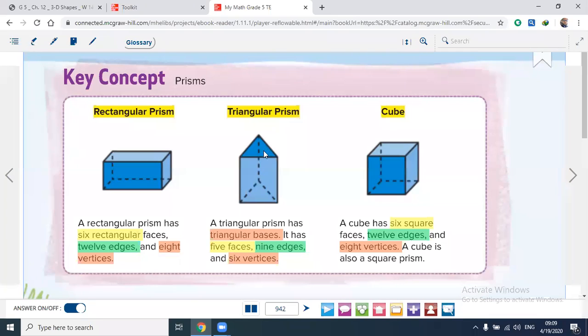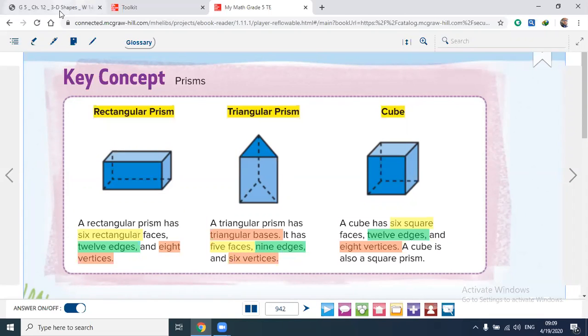It has 2 triangular faces. It has 5 faces in total, and 2 of them are triangles. So it is named a triangular prism, and it has 5 faces and 9 edges.